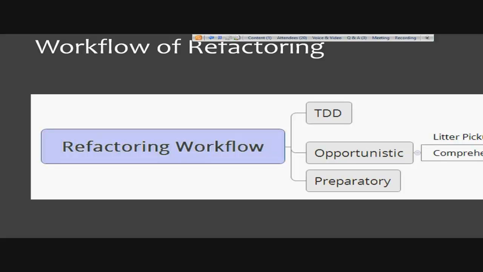For preparatory refactoring, you can take the analogy of a car. Say you want your kid sitting next to you in the car. What do we do? We provide him a booster seat, right? That's a real-world analogy for preparatory refactoring.